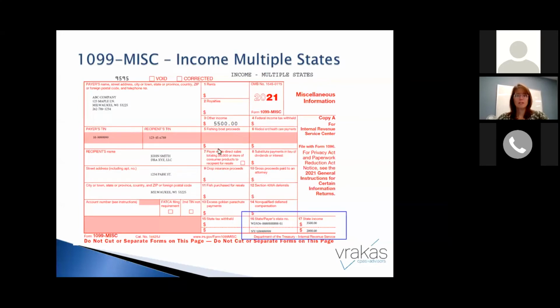And then, as I mentioned, here is box 11 for the new box. Otherwise, they have not changed the form, and it now says miscellaneous information instead of miscellaneous income.